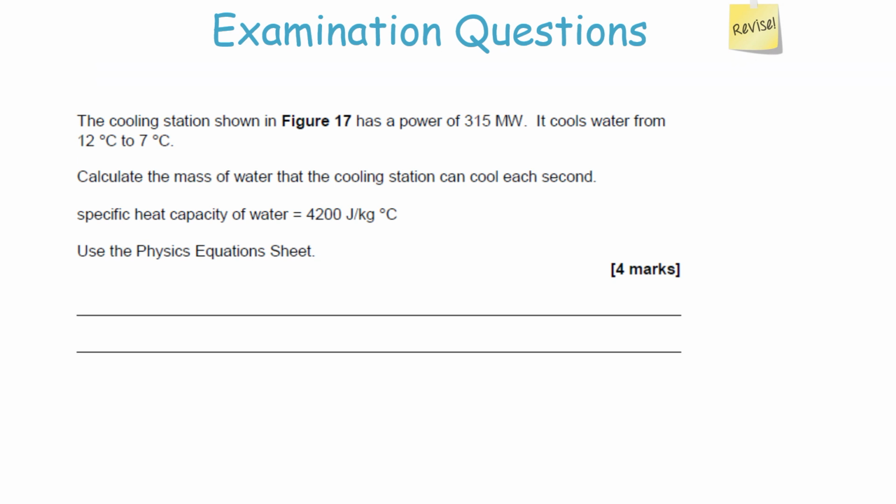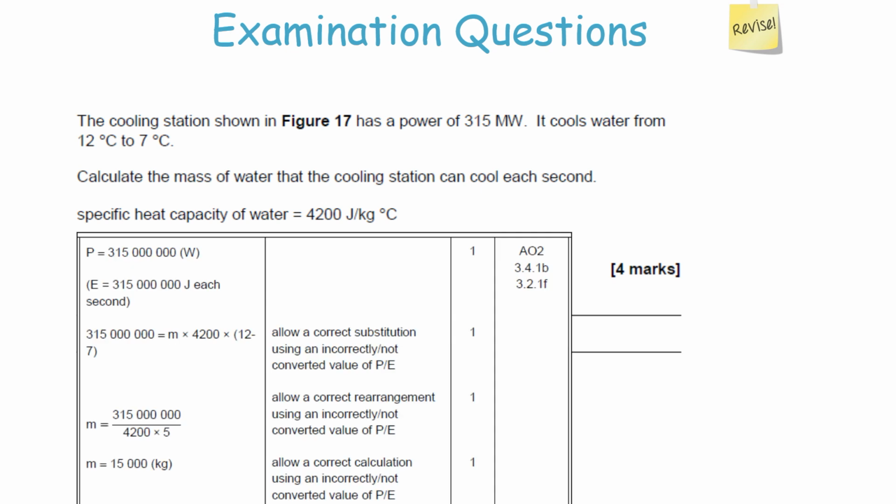Right, so how would you answer this question? Well, again, energy is equal to mass times specific heat capacity times change in temperature. Now, again, what's the change in temperature? It's 5, because it's 12 to 7, so the change is 5. So we can therefore work out what our energy is. Now, energy is power times time, so the time is 1 because it's 1 second, but the power is 315 million, or 315 times 10 to the 6, because it's in megawatts, not watts. So to work out your energy, it's 315 times 10 to the 6 times 1.